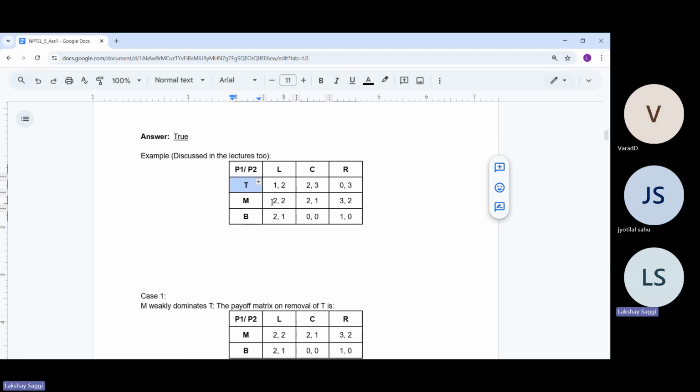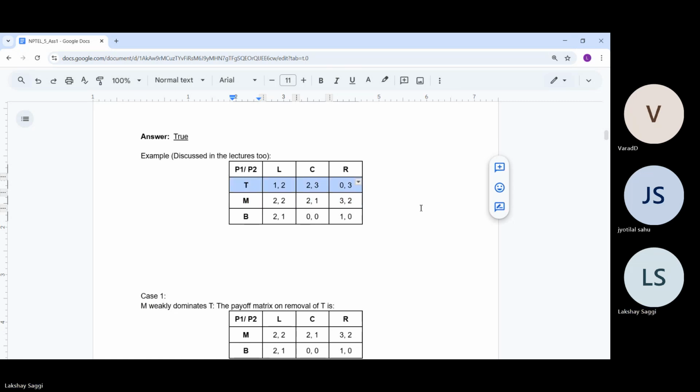right? Because in all cases the payoff on playing M is no worse off than the payoff on playing T. I hope this is clear; I'll assume everything is clear if you guys don't stop me in chat. So since M is always no worse off, we can say that M is a weakly dominating strategy over the strategy T, and we can remove T from the payoff matrix.